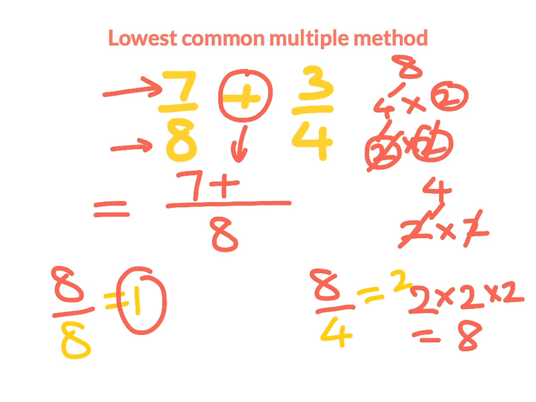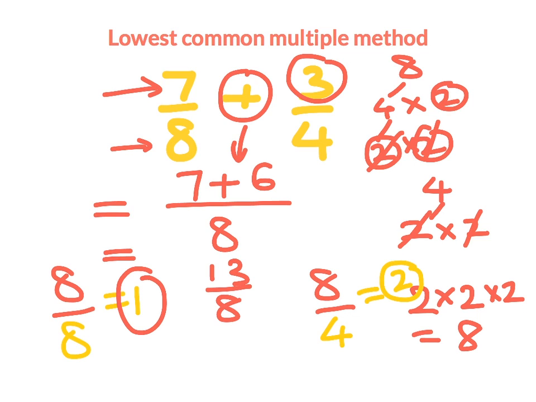Okay, so we're going to multiply these 2 by the numerator here, which is 3. So 3 times 2 is 6. Okay, so the next thing is you want to solve this. 7 plus 6 is 13 divided by 8.